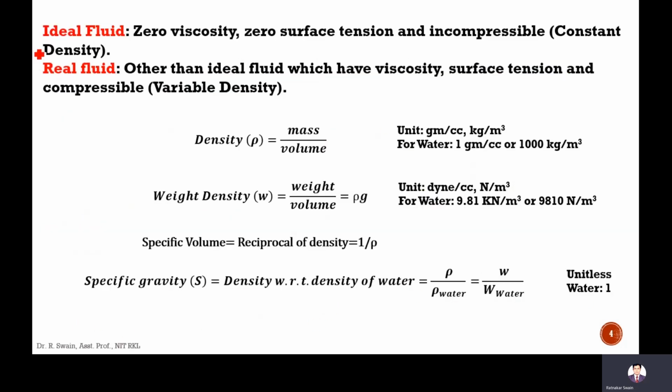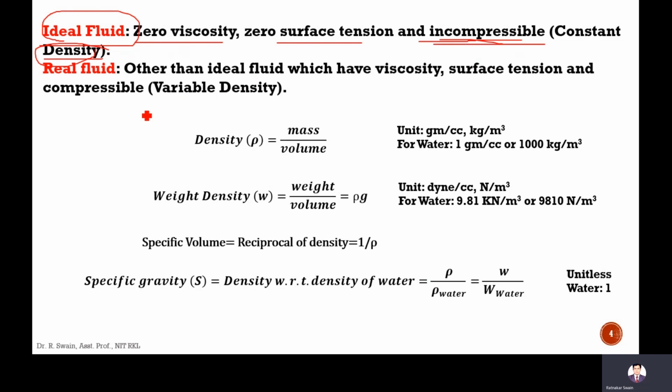Next is the ideal fluid. Ideal fluid means it has neither viscosity, nor surface tension, nor compressibility. That's incompressible, or density remains constant. If it can be compressed, the density obviously will change. For the same mass, volume will change, so the density will change. So if it is incompressible, means if you cannot compress it, then density will remain constant. That is called ideal fluid: zero viscosity, zero surface tension, and incompressible, meaning density remains constant.